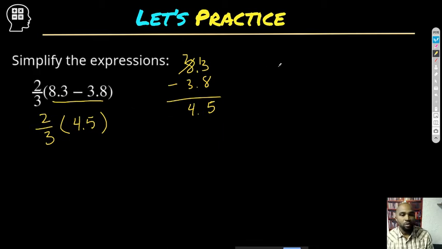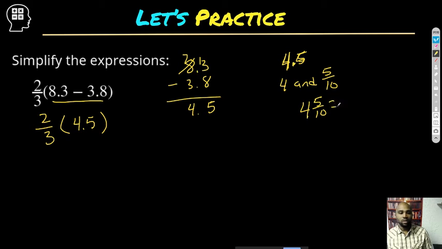So how do we write 4.5 as a fraction? Well, if we remember when we were naming decimals, this is the same thing as 4 and 5 tenths. I want to change this to a mixed number in preparation for multiplying it by 2/3. So to change a mixed number to an improper fraction, I'm going to multiply 4 times 10, which is 40, plus 5 is 45.